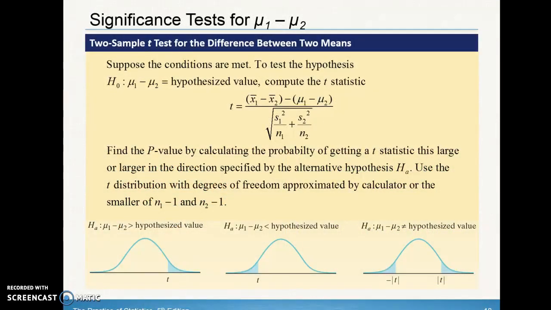Okay, so what you're going to do is same thing. You're going to do your 2-sample t-test. You're going to make sure your conditions are met, state the test you're using, show your work for your test statistic, and then you're going to find your p-value.